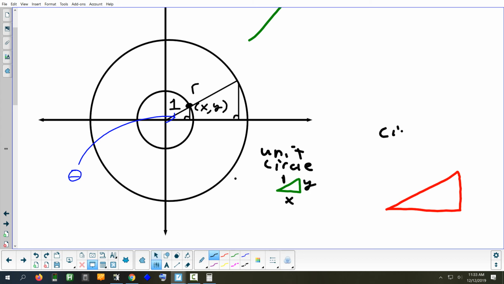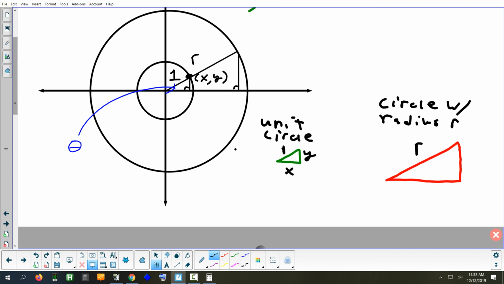This is going to be a circle with radius r. So that becomes r. All we have to do to be able to do this on a bigger circle, which is really just a similar triangle, is take our bigger triangle and scale it back down to a unit circle. If we can take the red triangle and scale it back down, we already know how to do it.